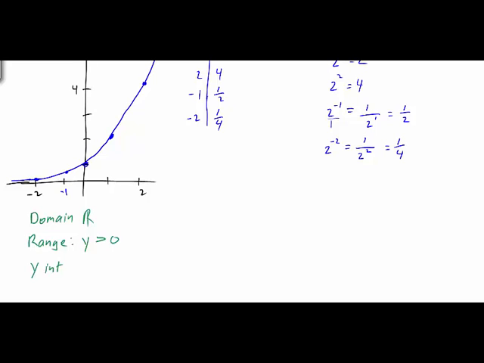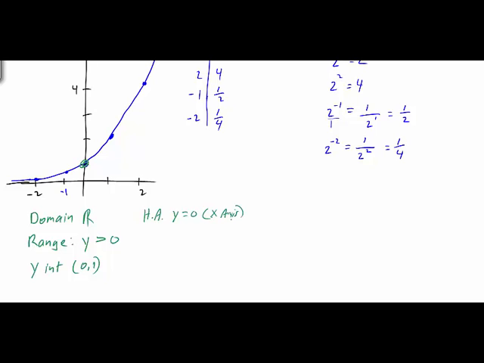And the y-intercept is going to occur right here at 0, 1. Okay, and also if we look at asymptotes, we will have a horizontal asymptote right here at the x-axis where we have y equals 0, which would simply be the x-axis.